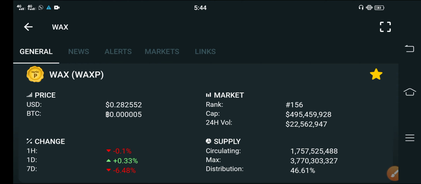So after a long time I'm talking about WAXP coin. What's the price of WAXP? What price changes are occurring in the WAXP coin?